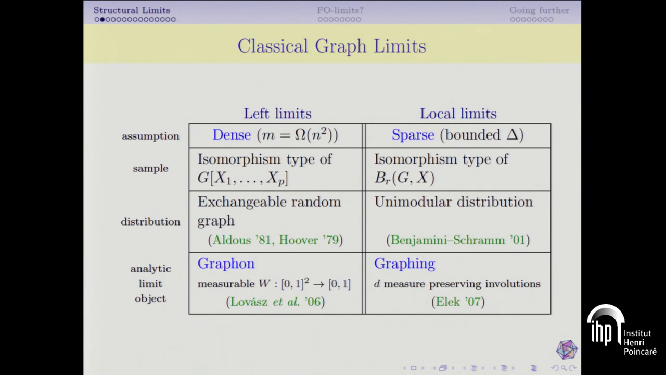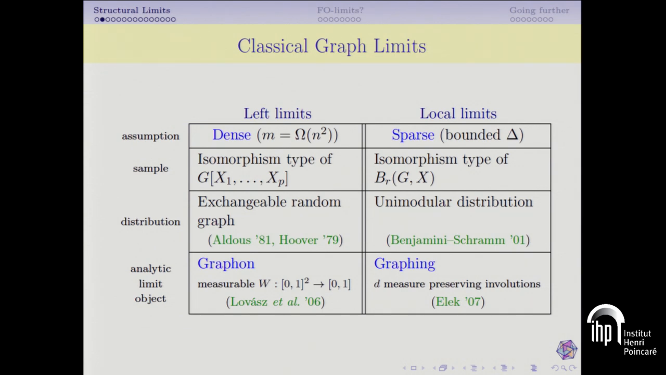And then, again, you have two possibilities for the limit object. One is to describe it as a distribution, called a unimodular distribution, which is a distribution on the space of rooted, connected, countable graphs with bounded degrees, with some invariance properties. The other possibility is to represent it by an analytic object again, but which now really looks like a graph, and which is called a graphing.